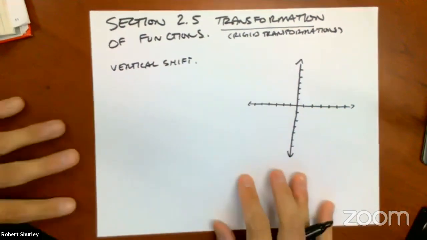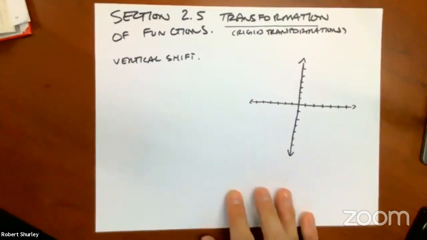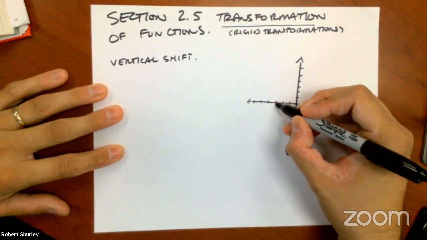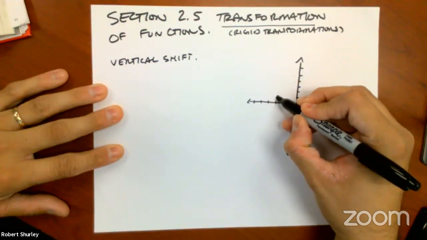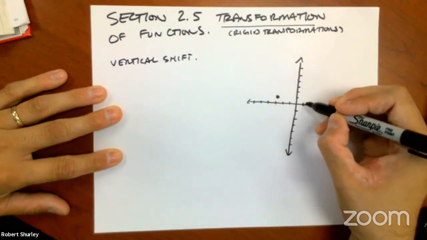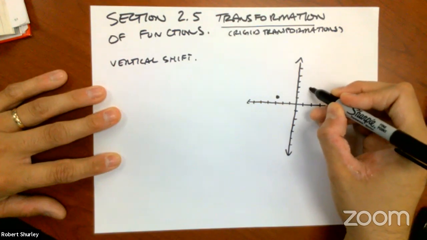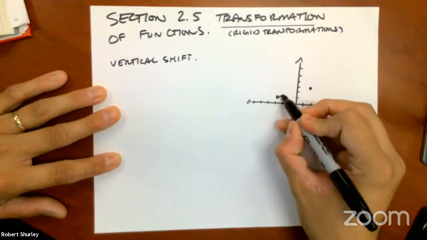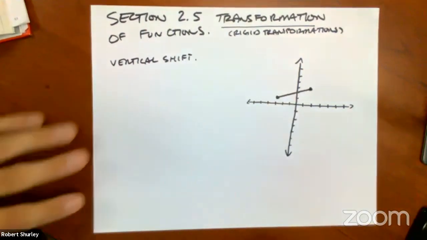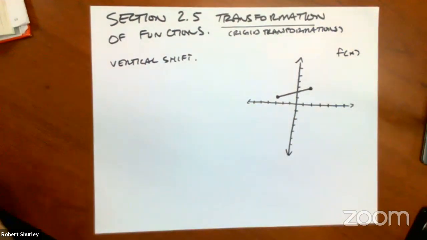We're going to call this function f of x, and it goes from, let's say, negative 3, positive 1, over to, let's say, positive 2, positive 3. It doesn't really matter. It's just a straight line that goes between those two coordinates. We're going to call that f of x, and that's going to be our original function.